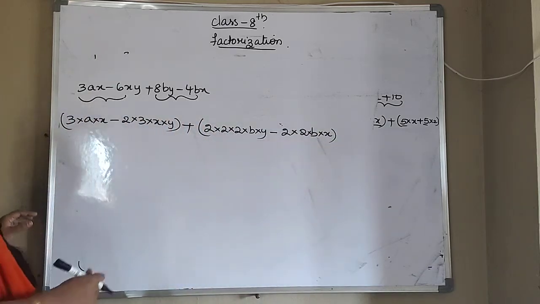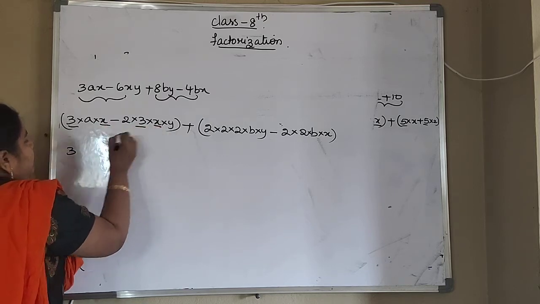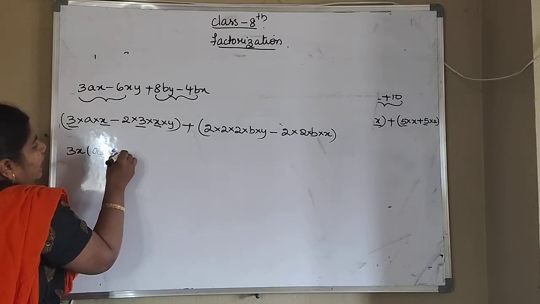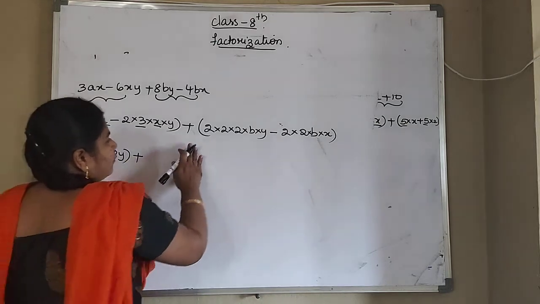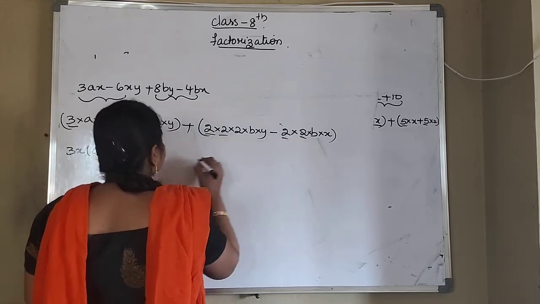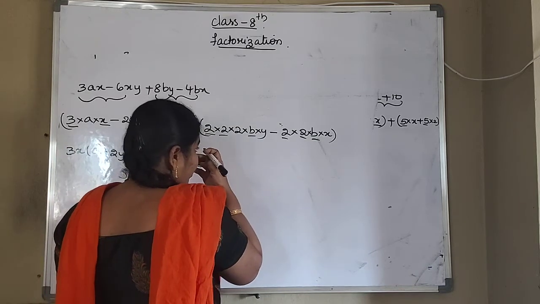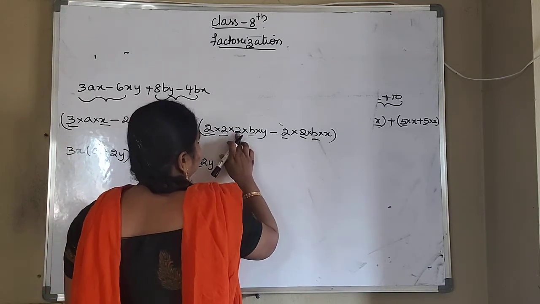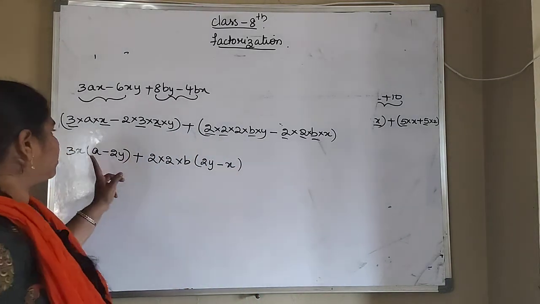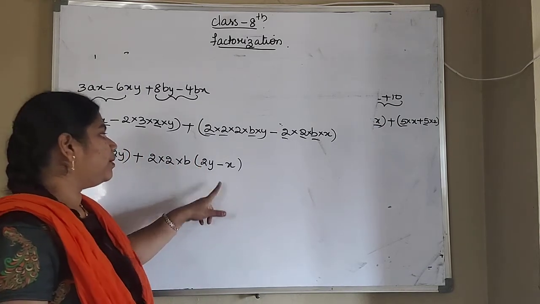Now try to take out the common values. From this what is common? 3 is common and x is common, and the remaining terms you write in bracket, that is a minus 2y. Okay, so here plus, from this what is common? 2 is common, and b is common. So in bracket what are the remaining terms? 2y minus x. So these 2 are not equal. Here it is a minus 2y and here it is 2y minus x.